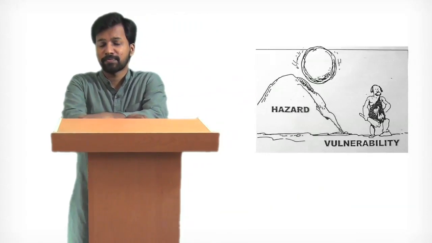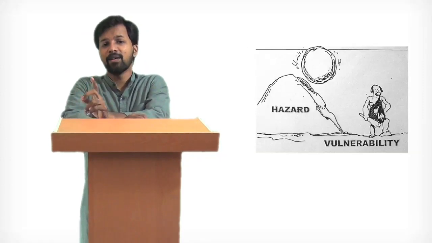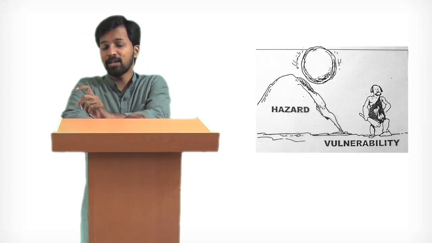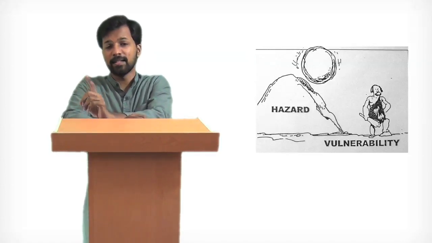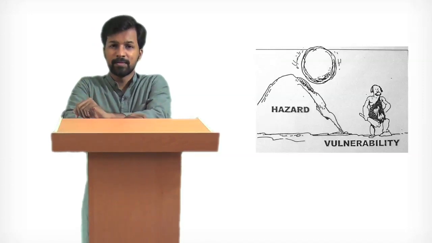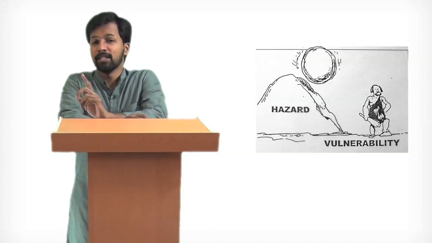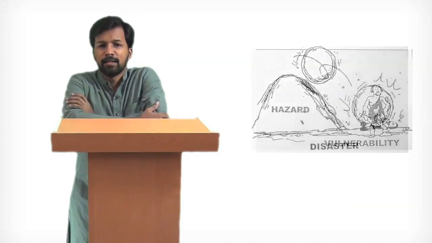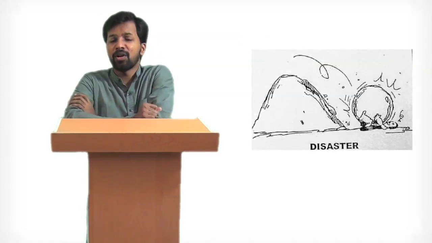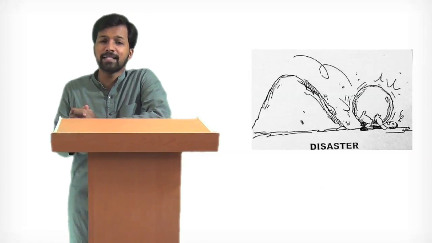Look at this figure. It's a very simple diagrammatic representation of a hazard and vulnerability. The person standing over there is vulnerable, and the rock on top of the hill is a hazard. A hazard may turn out into a disaster if the vulnerability of the community is not properly addressed. But it's not divine intervention or act of God which results in a disaster. It is a combination of hazard, vulnerability and coping capacity.